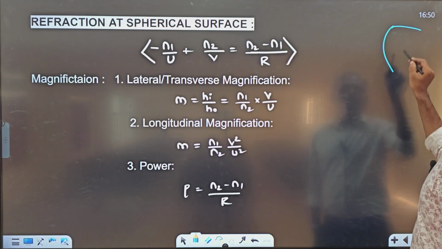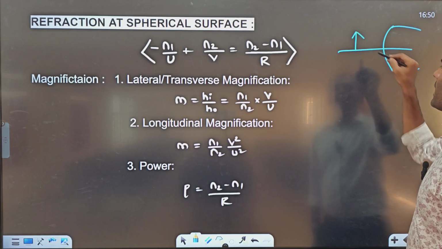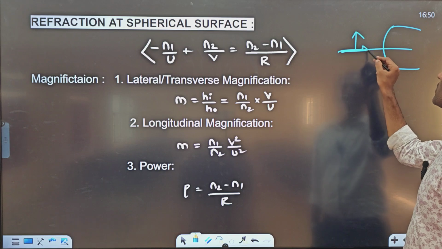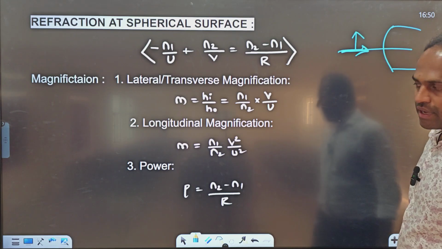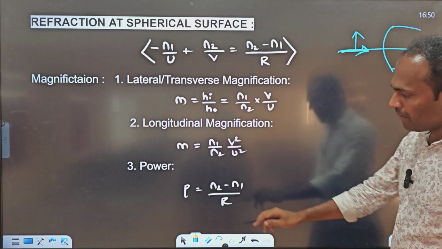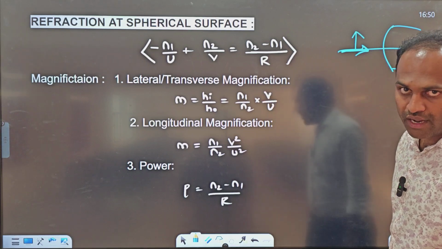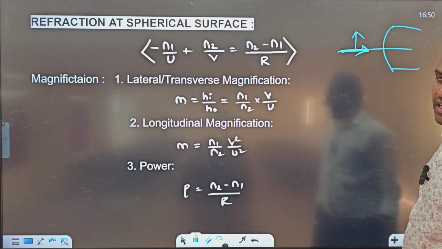If this is the curved surface and the object is like this, then it will have lateral magnification. If the object is like this horizontally, then it will have longitudinal magnification. Power is equal to n2 minus n1 divided by r, right? Refractive power of spherical surface.